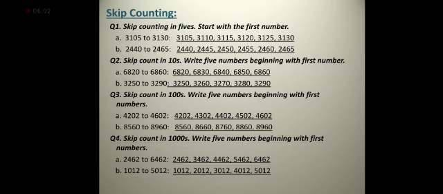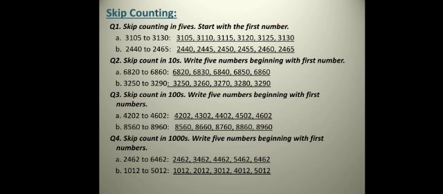Question number 3, skip count in hundreds. Write 5 numbers beginning with first number. To skip count in hundreds, we add every hundredth number to get the next number. A. 4,202 to 4,602: 4,202, 4,302, 4,402, 4,502, 4,602. Part B. 8,760 to 8,960.